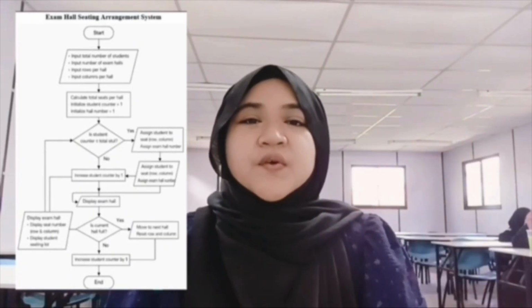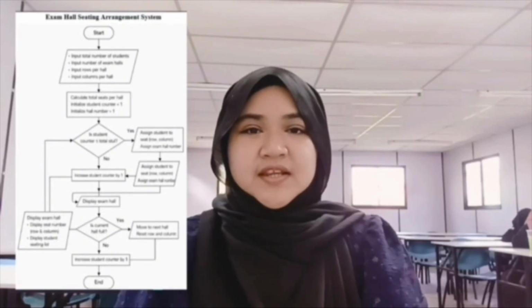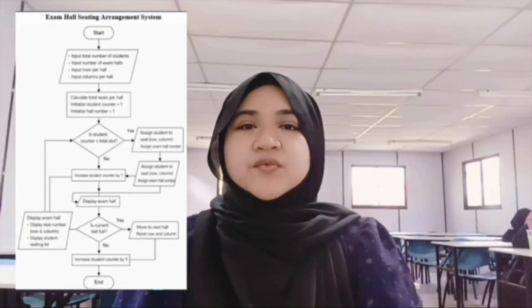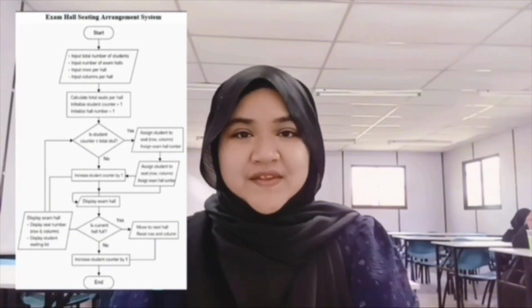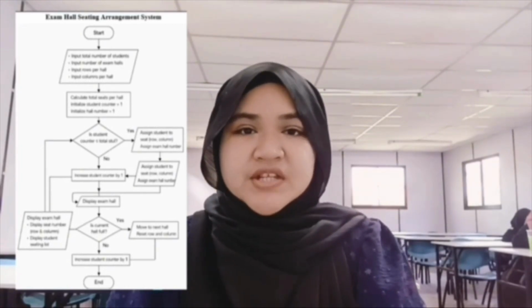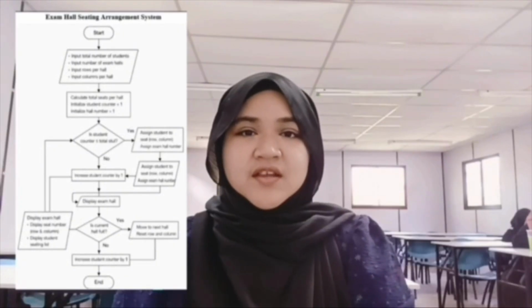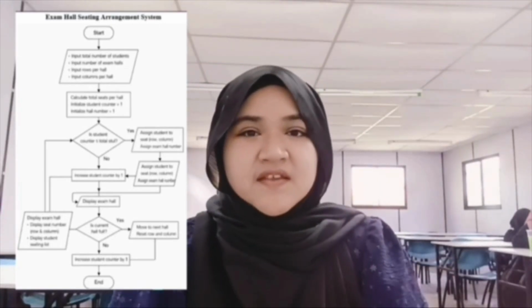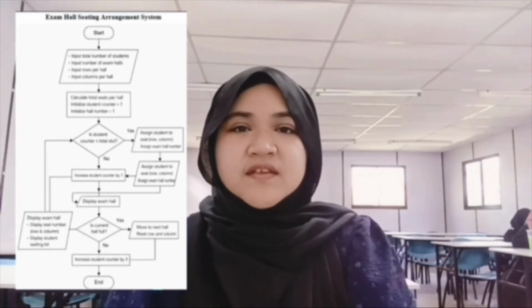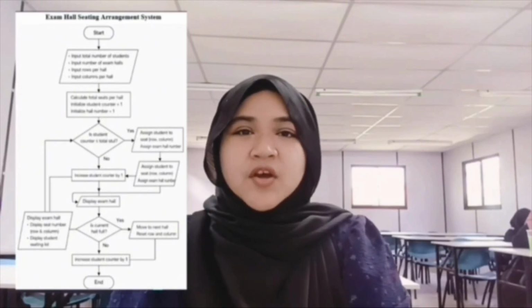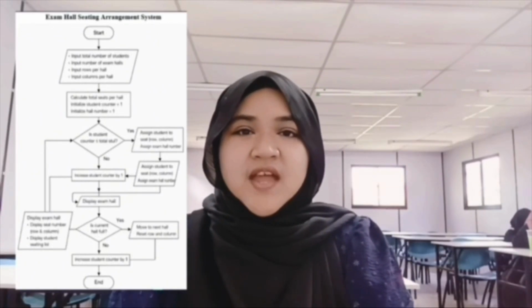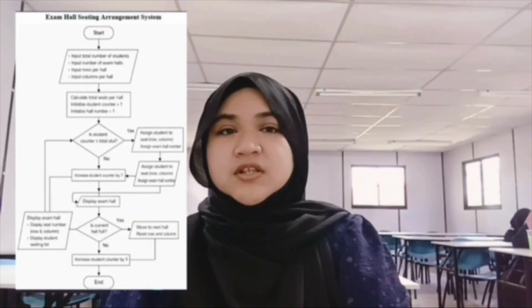This flowchart shows how the system automatically assigns students to seats across exam halls by looping through students, checking hall capacity, and displaying seating information until all students are seated. And don't forget, the most important component in a system flowchart is the process. This is because it represents what the system actually does, which are calculation, data processing, and action. Without process steps, the system has no function or logic.